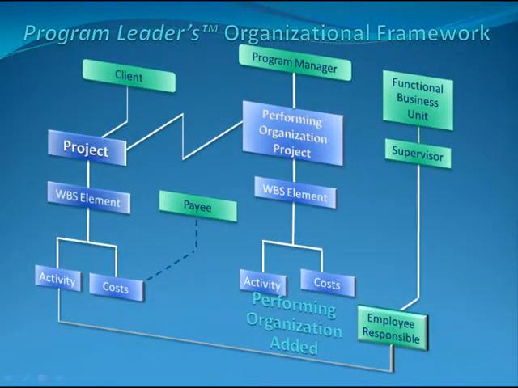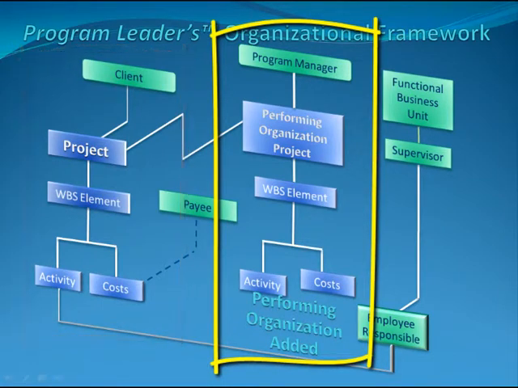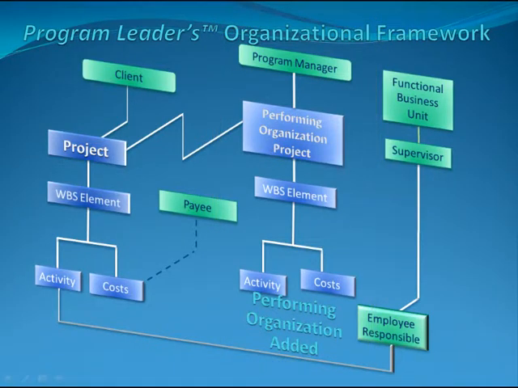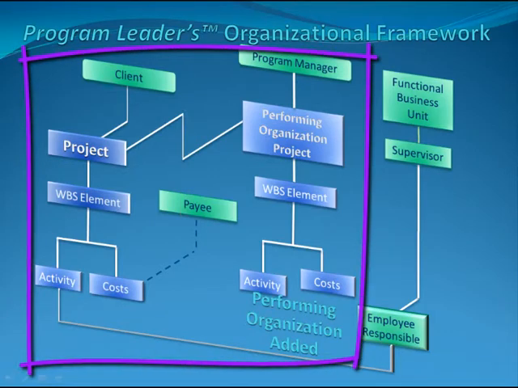Your project world is in two parts: your organizations and your clients. Your organization, which I call the performing organization, has activities that deal with project administration. The client deals with the product of the project. Program Leader keeps their activities separate, allowing you to report activities separately or combined.